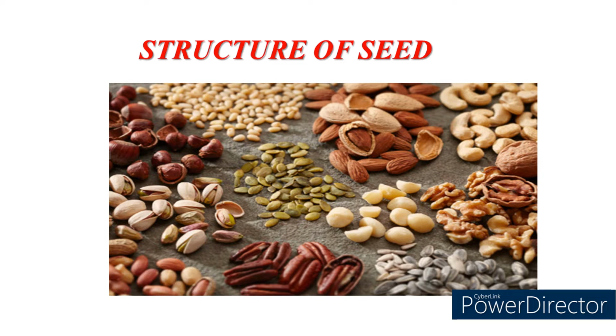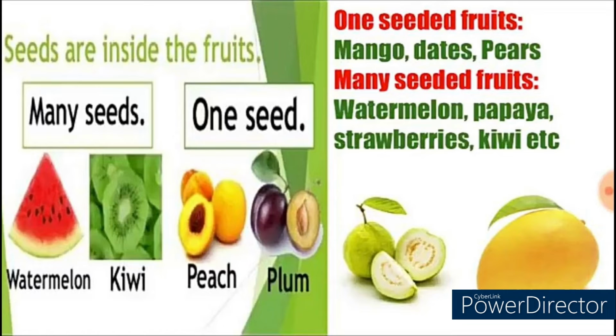Structure of seed. Most of the plants have seeds inside their fruits. They can have one or many seeds. For example, mangoes have one seed while papayas have many seeds. New plants grow from seeds.